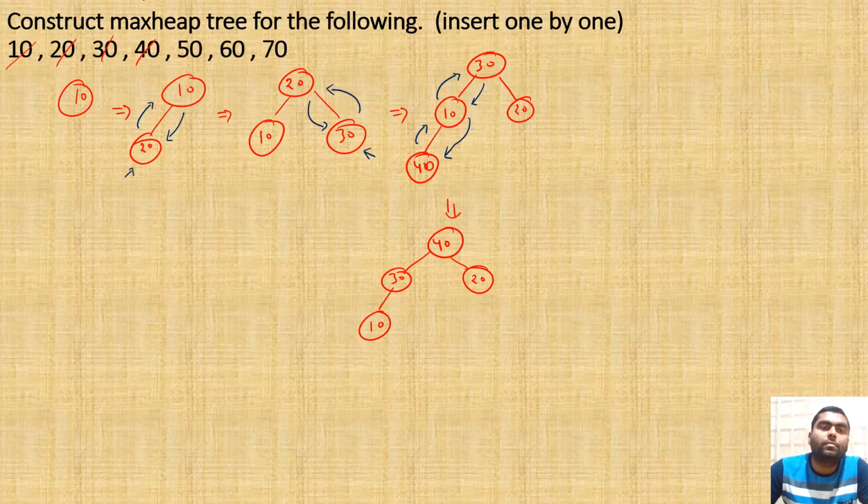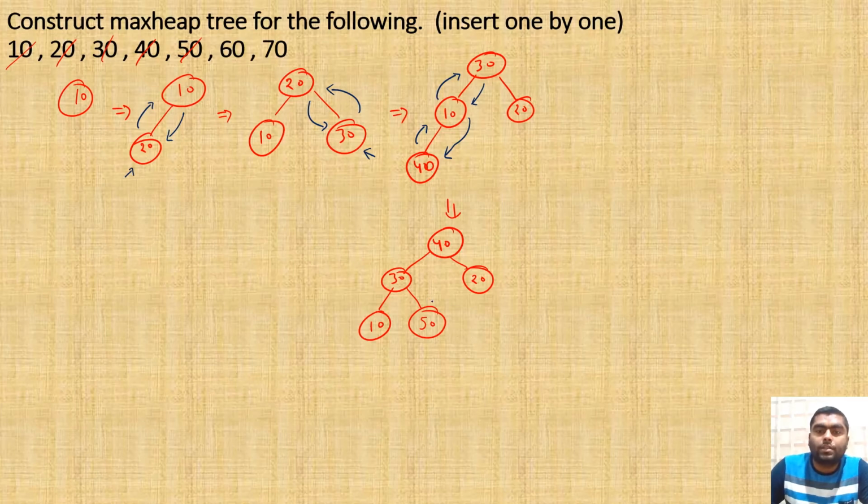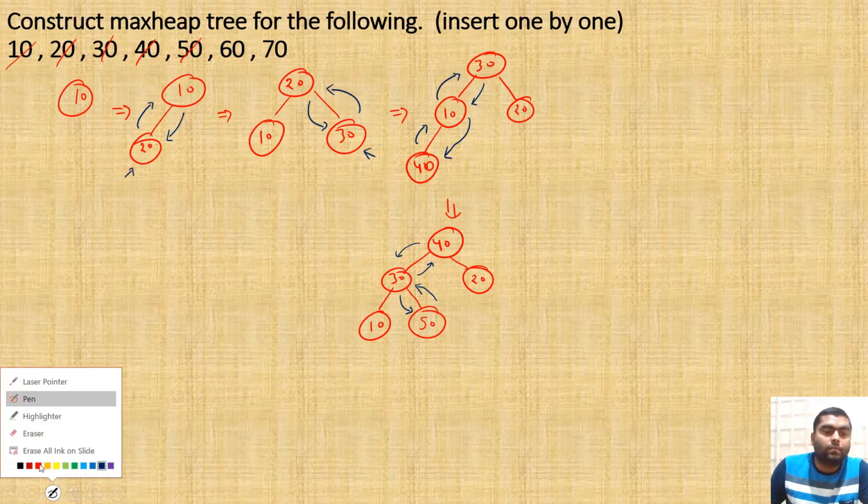Okay, now next is what? The next coming value is 50. So 50, where is the correct place for 50? So 50 will come to the right of 30, but it is not a max heap. Now it is not a max heap, so we have to convert it into a max heap. So how to convert? Just check, compare to its parent. The parent is greater, so its correct place is here. Then its parent is also less than it, so the correct place is here, so this value will come here and this will be interchanged over here.